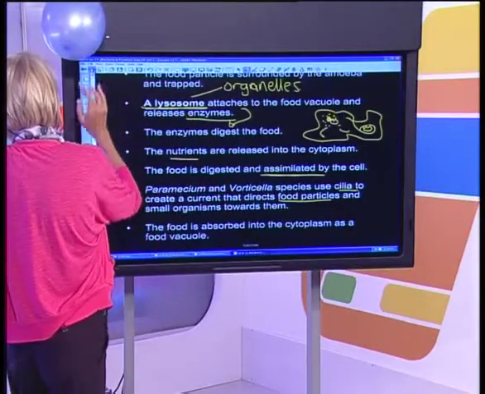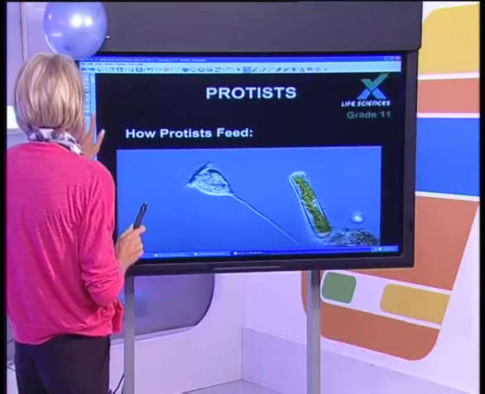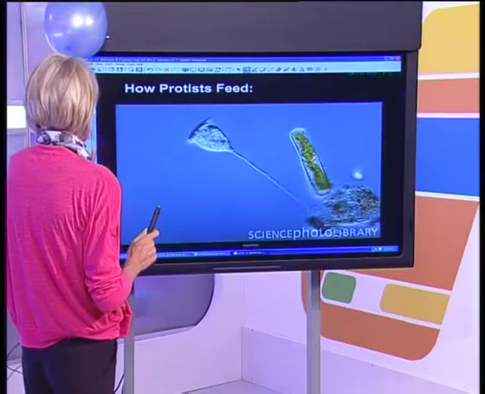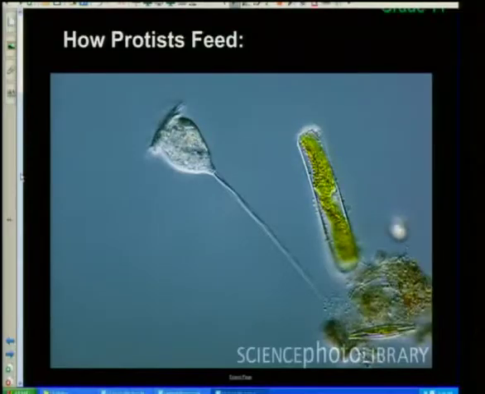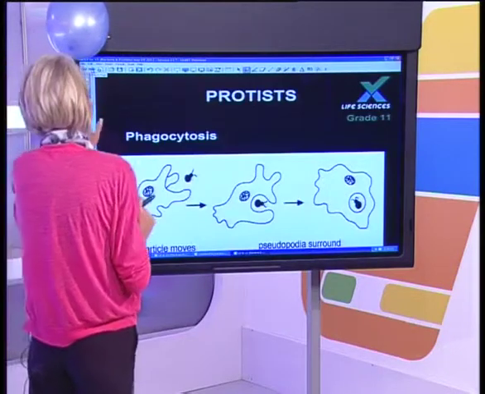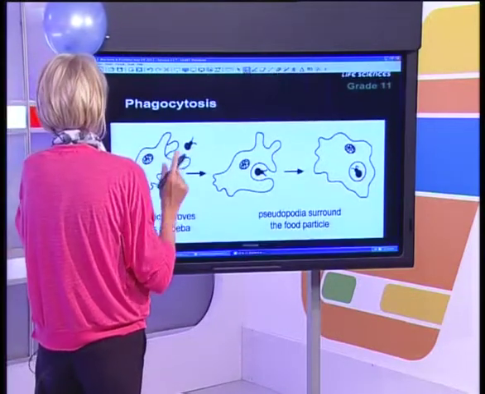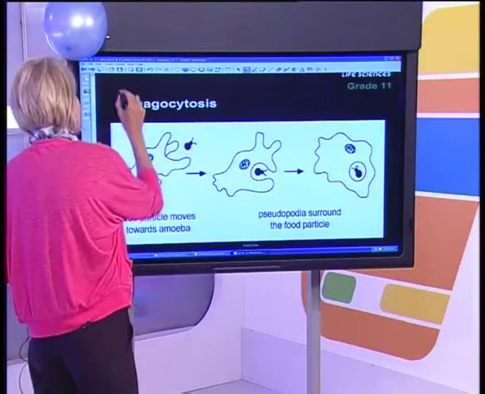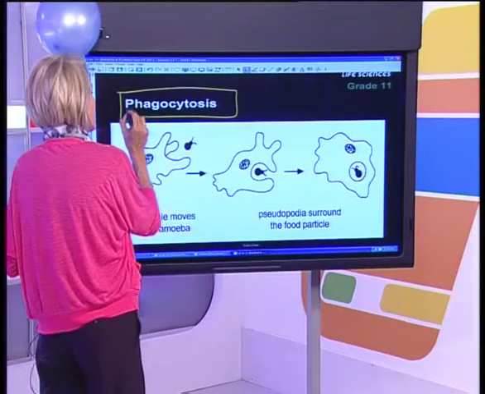Very simple feeding mechanism. And here are different types. Here's the Vorticella, and if you look here, it's got those little cilia all the way around the top, and they vibrate and it moves the food in. So very, very clever. Okay, here's Amoeba, and the process of, please, you must know this, phagocytosis.